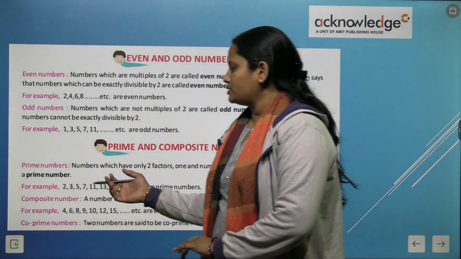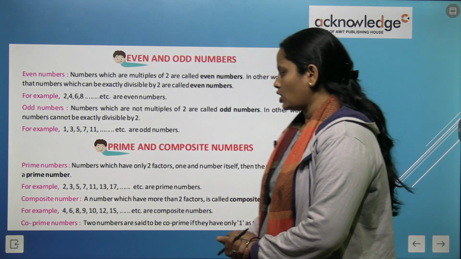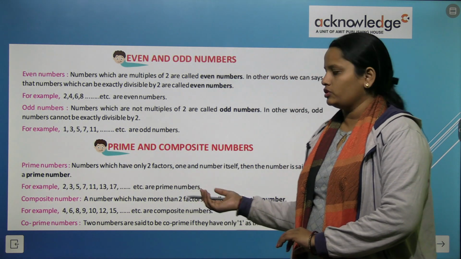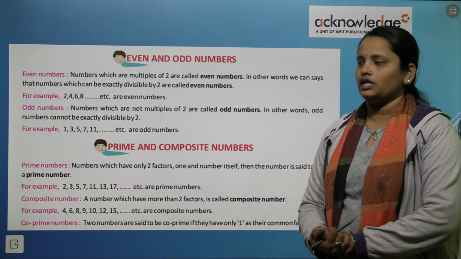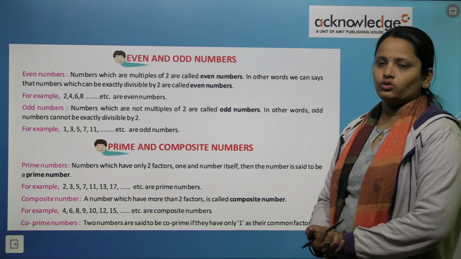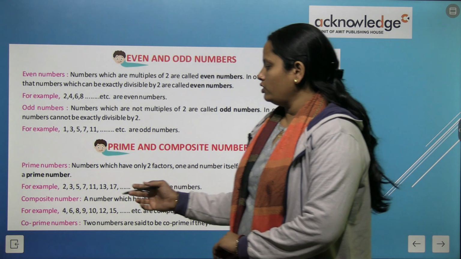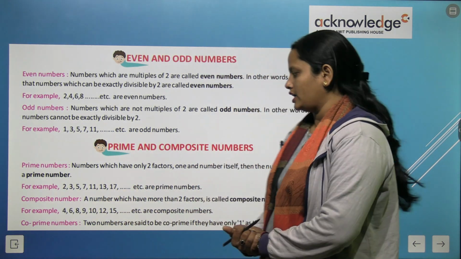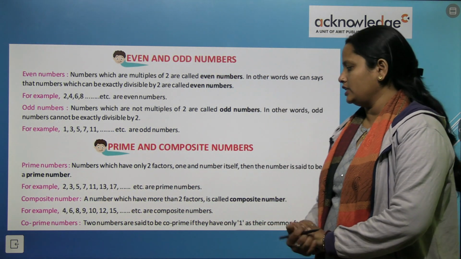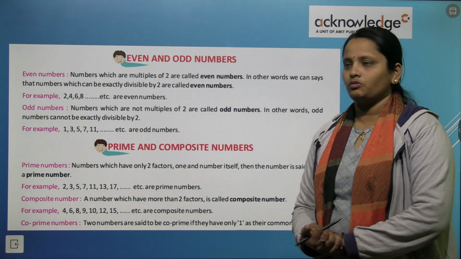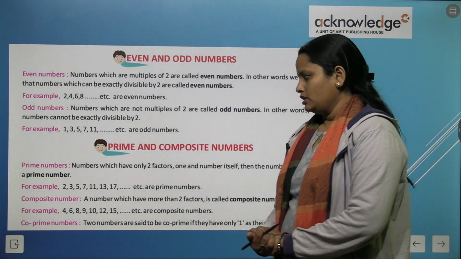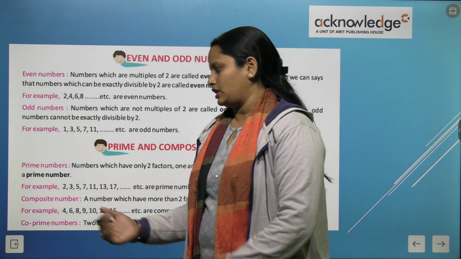Now let's move on to composite numbers. Composite numbers are numbers which have more than two factors. वो numbers जिनके दो से ज़्यादा factors होते हैं उन्हें हम composite numbers कहते हैं. For example, 4, 6, 8, 9, 10, 12, 15. These are composite numbers. जो दूसरी भी tables में आते हैं.